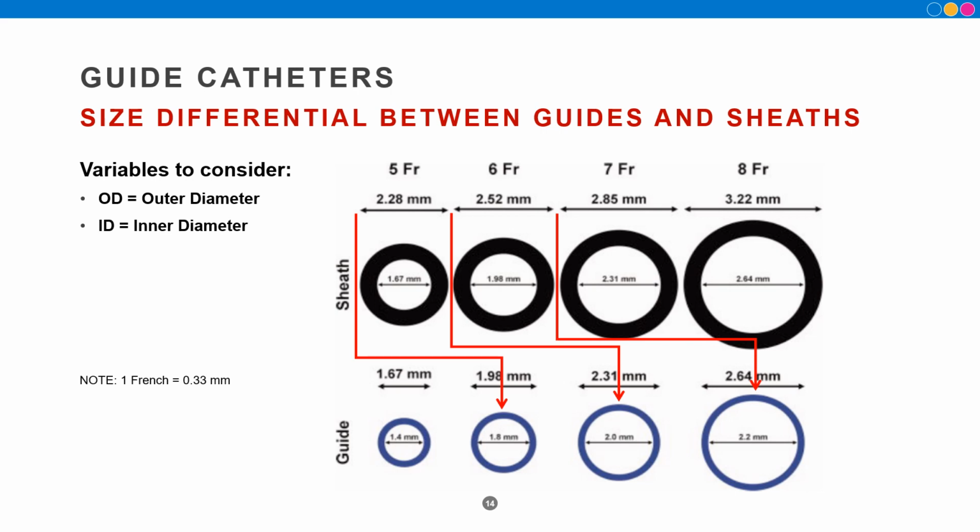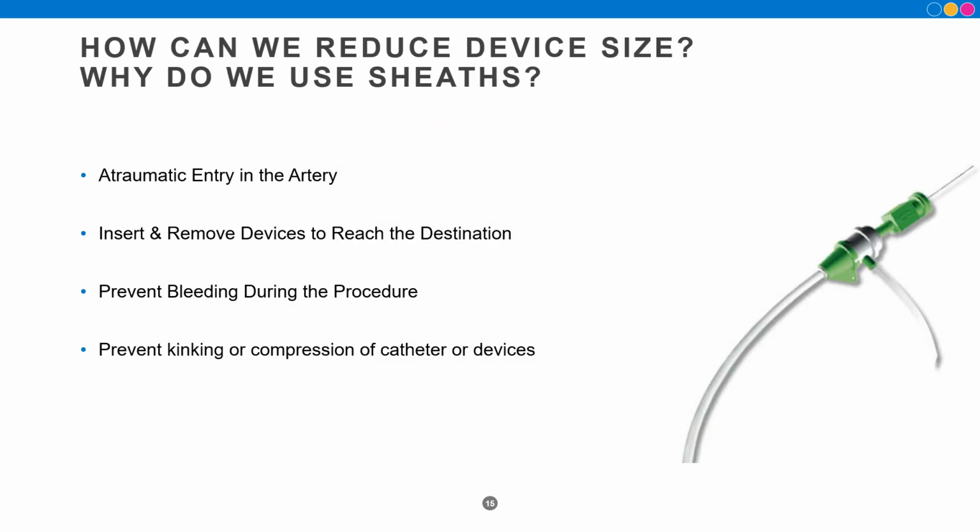We know this very well: for each French size, the sheath outer diameter is about 2 French larger than the outer diameter of the guide catheter. We use a sheath because it allows atraumatic entry and easy insertion and removal of devices to reach a destination for delivering therapy or investigation. It also prevents bleeding during the procedure, as well as kinking of the catheter going through the sheath. But these things apply primarily to the femoral approach.